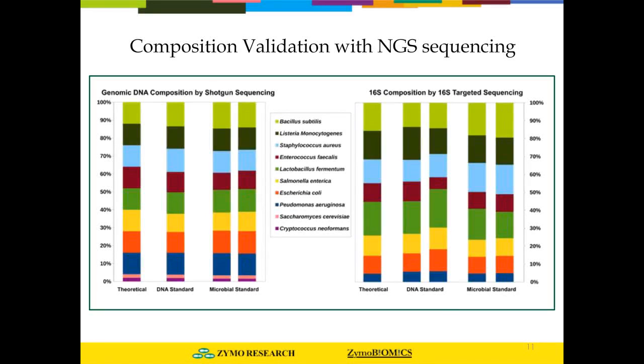After pooling the pure cultures together, we further validate the microbial composition using NGS-based sequencing techniques. These two figures show the microbial composition of the standards determined using shotgun and 16S sequencing. The results show that both the microbial and the DNA formats of the standards have a composition that agrees very well with the predefined composition.